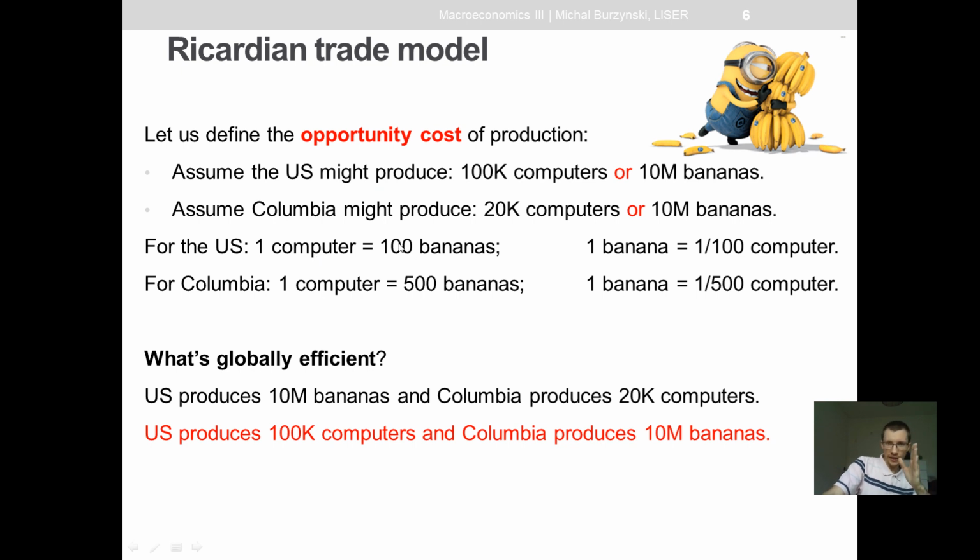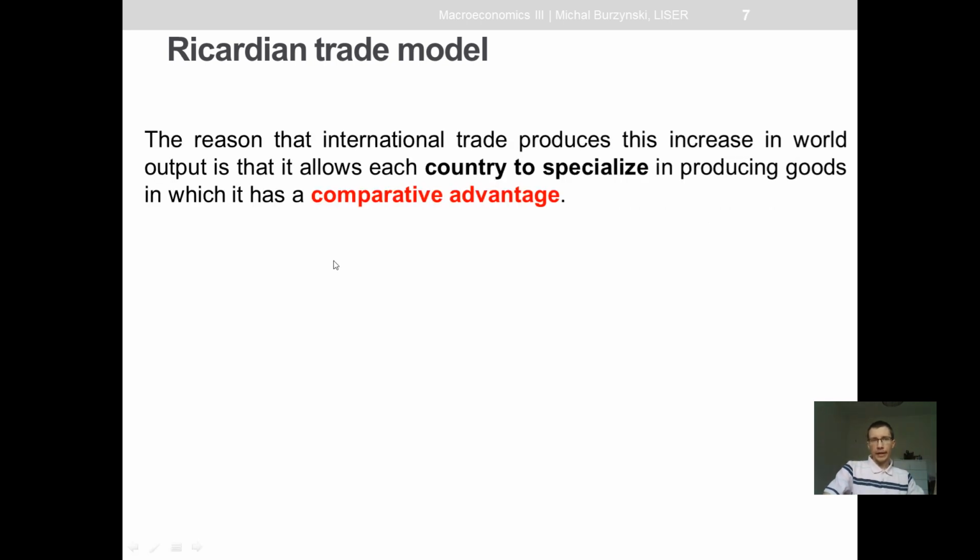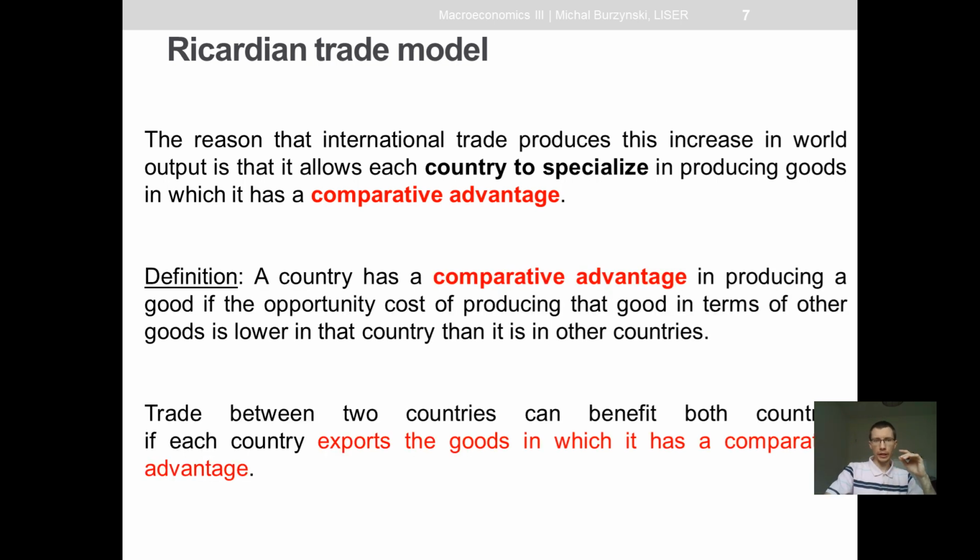Opportunity cost expressed in units of bananas was lower in the US than in Colombia, while the opportunity cost of producing one banana expressed in units of computers was the lowest in Colombia. This simply means that Colombia is relatively more productive in bananas and the US is relatively more productive in computers. And the Ricardian model, as I mentioned, predicts that the efficient allocation of production is when both countries specialize in the good in which the country has comparative advantage, and then the goods are traded between countries.